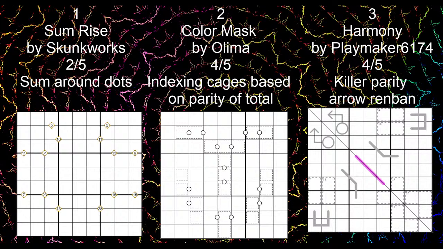Is that a good thing or a bad thing, Naverio? That you haven't seen it? Or that you haven't solved it? Okay, we've got 9 votes in about a minute. Yeah. 2 has indexing that's based on the parity of the total of the cage.